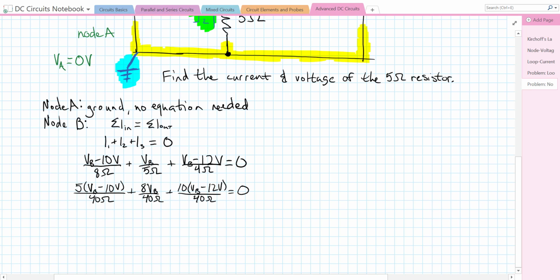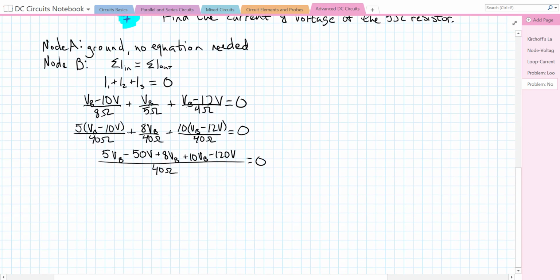Now that we have a common denominator, we can add these all up and we can also simplify. So I'm going to simplify a little. 5 VB minus 50 volts plus 8 VB plus 10 VB minus 120 volts all over 40 ohms is equal to 0. Now I'm going to eliminate that. I'm going to multiply by 40 on both sides to eliminate it.